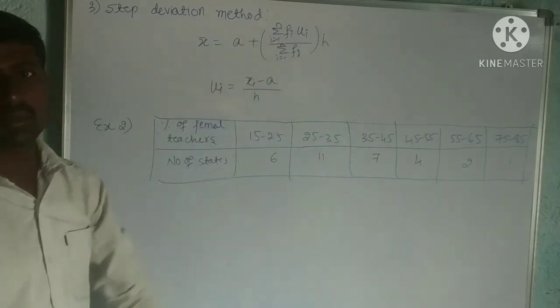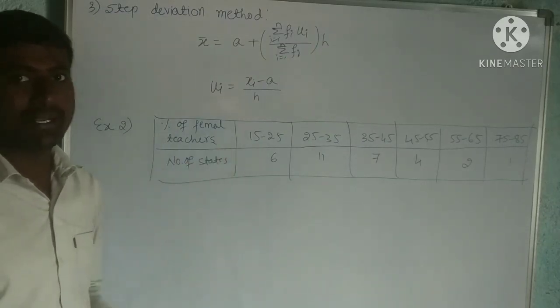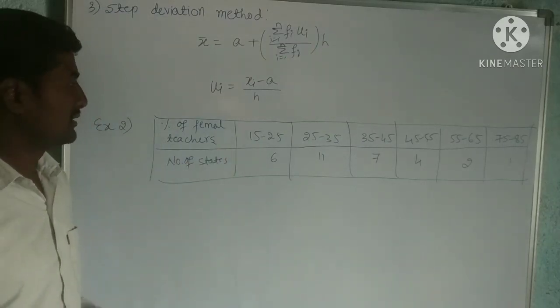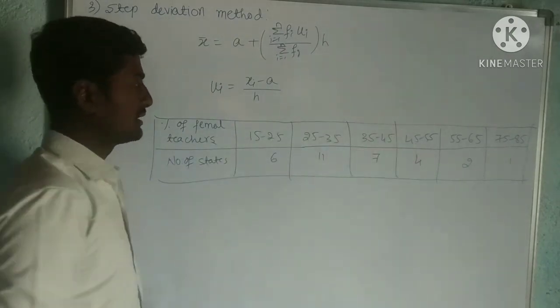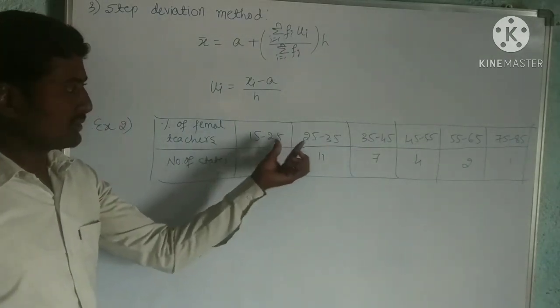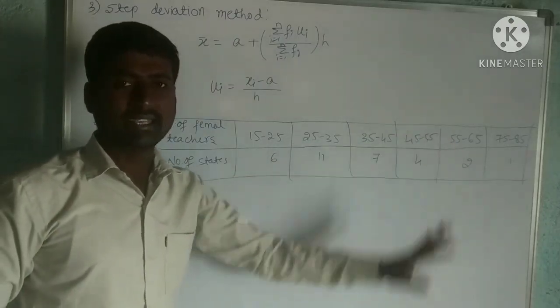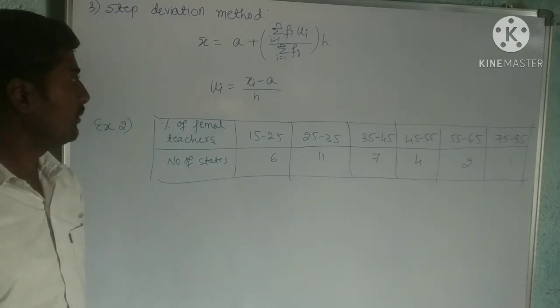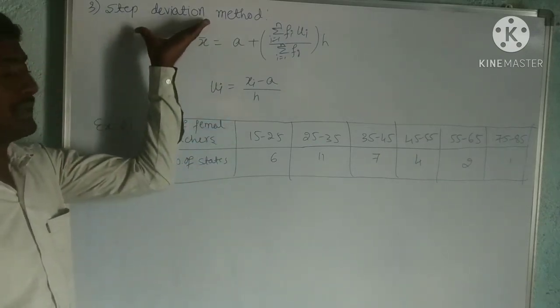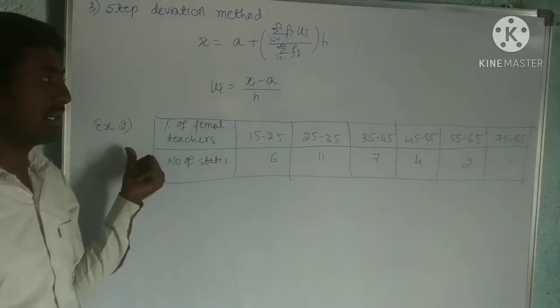So here h is nothing but the step length, or the size. If the class intervals are given, for each class interval the difference is 10, so h I can take here is 10. That is the step length. Now for this method, let us discuss example number 2.